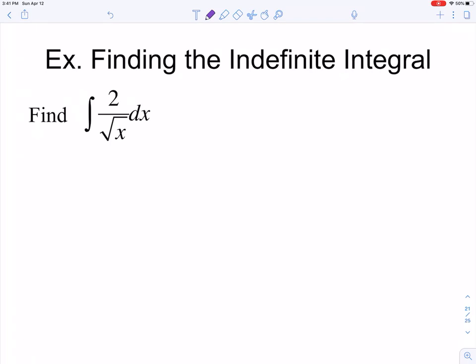And then sometimes, just like whenever we use power rule for derivatives, it can be helpful to rewrite the function that you're integrating so that you can apply that reverse power rule. So like I can rewrite 2 over the square root of x as 2 times x to the negative 1/2. So then I can pull the 2 out.